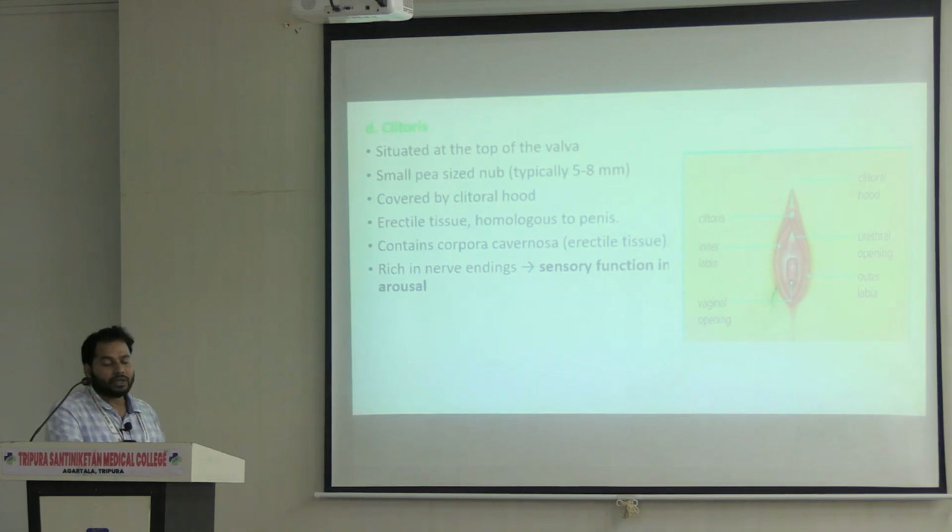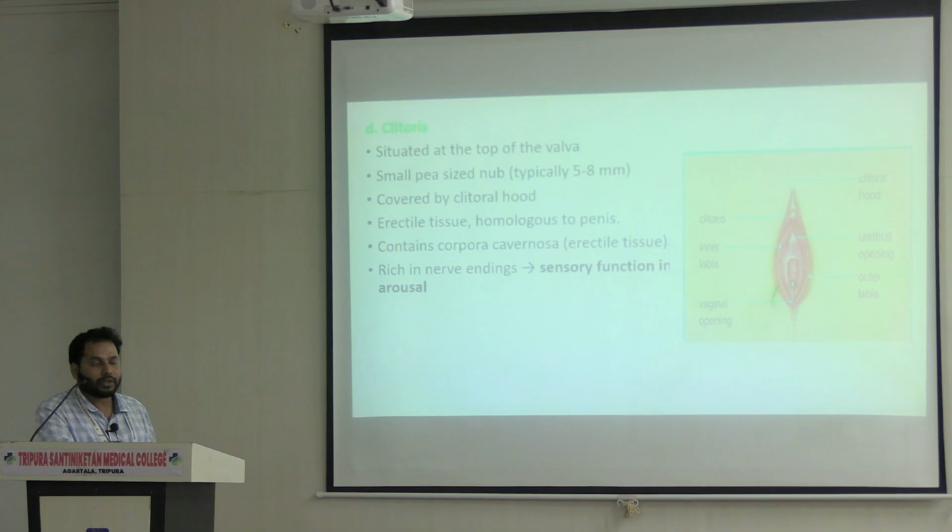Now we come to the next part, called the clitoris. What is the exact location of the clitoris and how is it important? It is situated at the top of the vulva. So this is the vulva region and this is the clitoris. If you see the size of the clitoris, it is very tiny, with a diameter of around 5 to 8 millimeters.